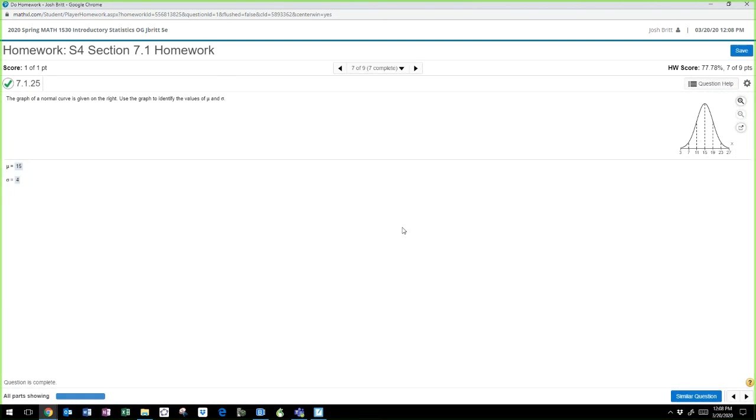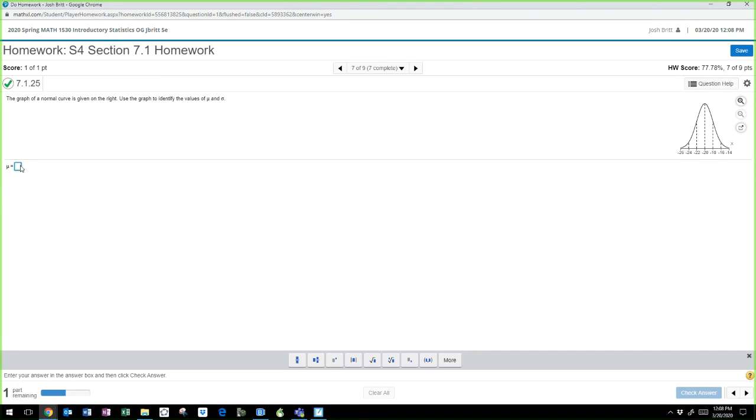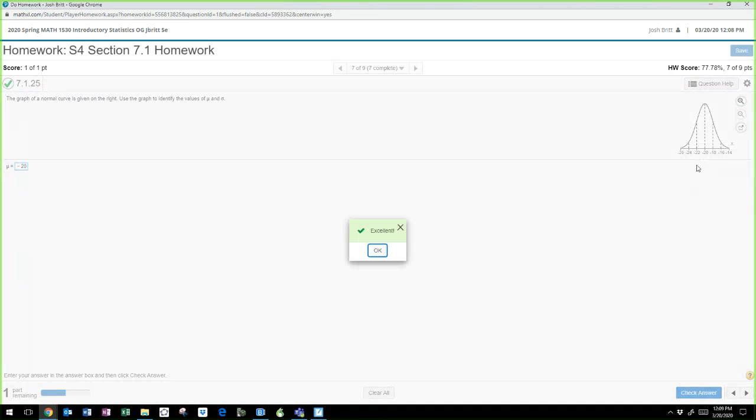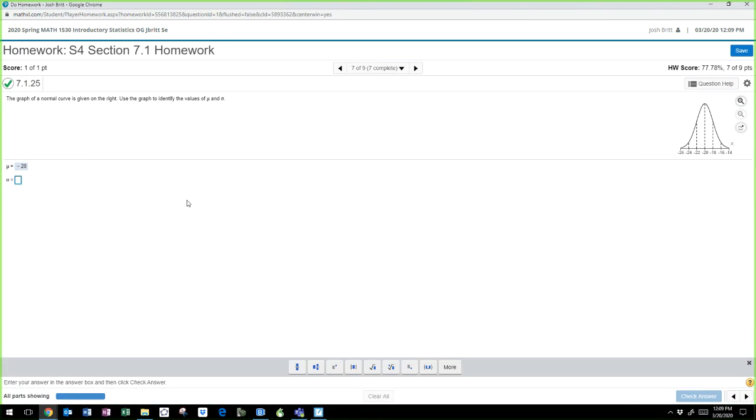Okay, so let's do another similar question. Make sure you get this. So 18 minus 20 is 2, 20 minus 22 is 2, 22 minus 24 is 2, and so this time we get 2. So the mean is right in the center, 20, and then standard deviation is 2.